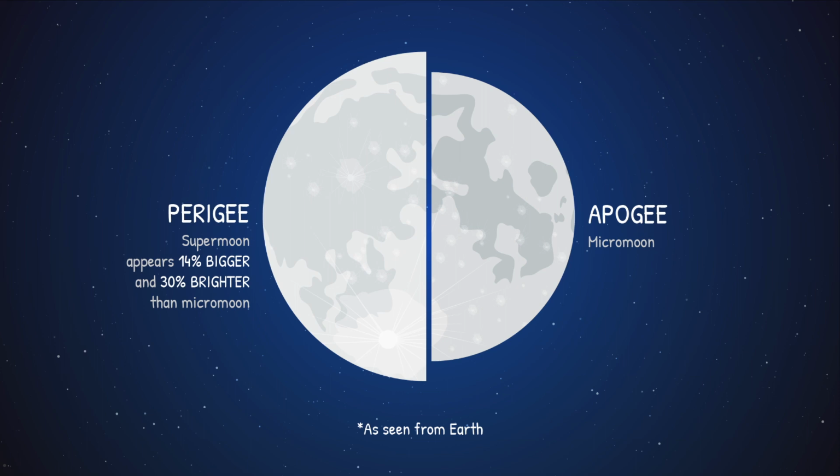There is a difference, but we can only see it when we compare them side by side, as you are looking at right here. The supermoon is bigger and brighter than the micromoon. Really, supermoon and micromoon exist because it's easier to remember than perigee or apogee.